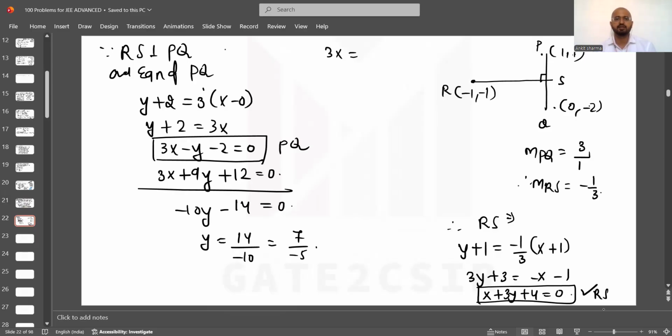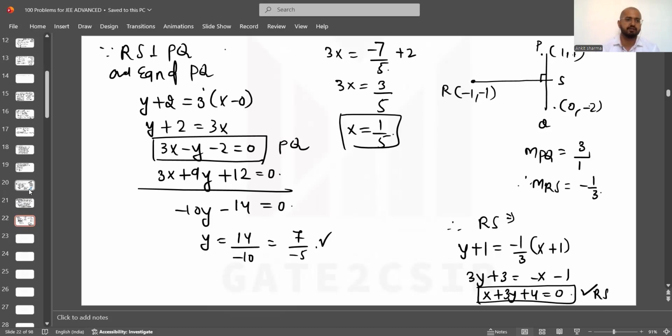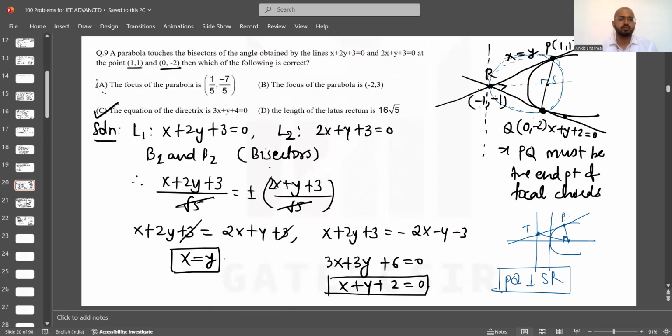Now plug in here. So this gives me 3x is equal to y, which is minus 7 by 5, plus 2. I'll transfer this to that side. So 3x would be equal to 10 minus 7 is 3 over 5. So x will be 1 over 5. So 1 over 5 and y is minus 7 by 5. So (1/5, -7/5) is option A. That means A is also correct. So eventually B is wrong.